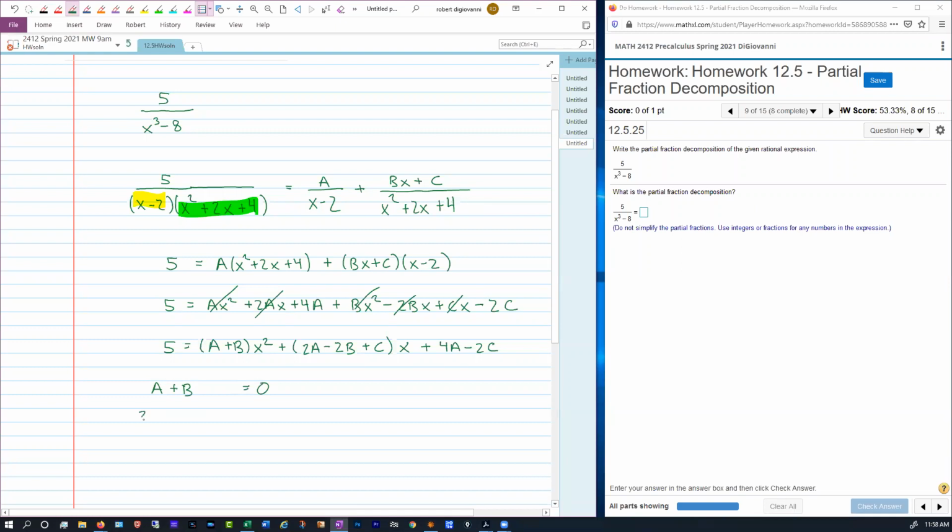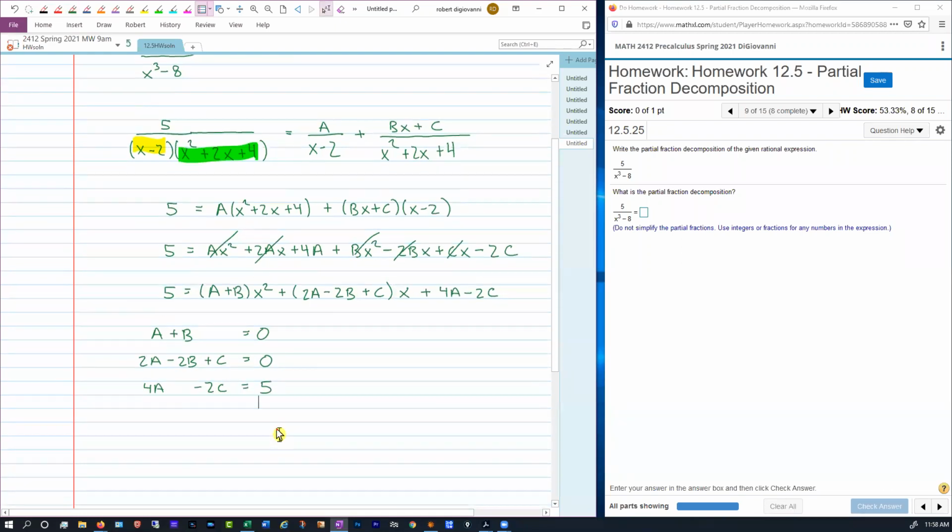Okay, the next one, 2a minus 2b plus c. That must also be 0 because we don't have an x on the left side. And then 4a minus 2c has to be 5 because that's the number by itself. So here's my system.